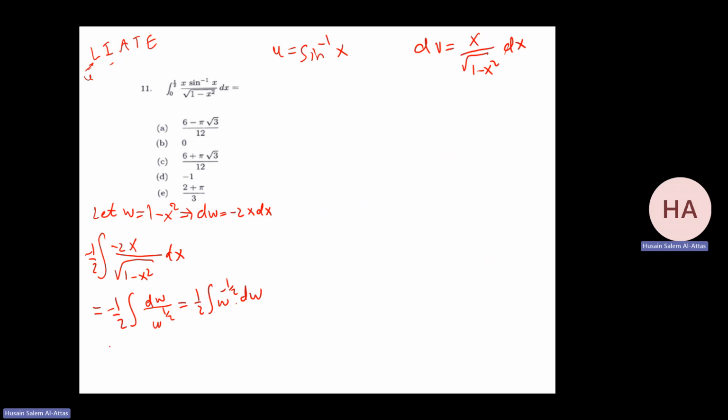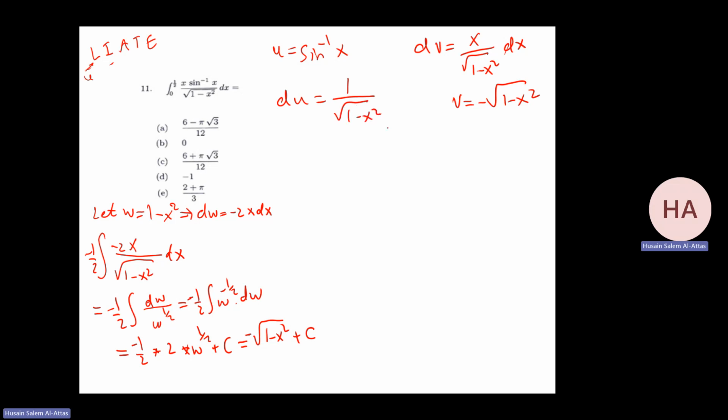Now integrate this. I add 1. It will be w to the power half. I have half times 2 times w to the power half plus c. That gives me w to the power half, which is square root 1 minus x squared plus c. Now with the minus sign, I forgot the minus sign, so v will be minus root 1 minus x squared. Okay, du will be 1 over square root 1 minus x squared, which is very clear. The product will be easy to integrate. Now this is I.